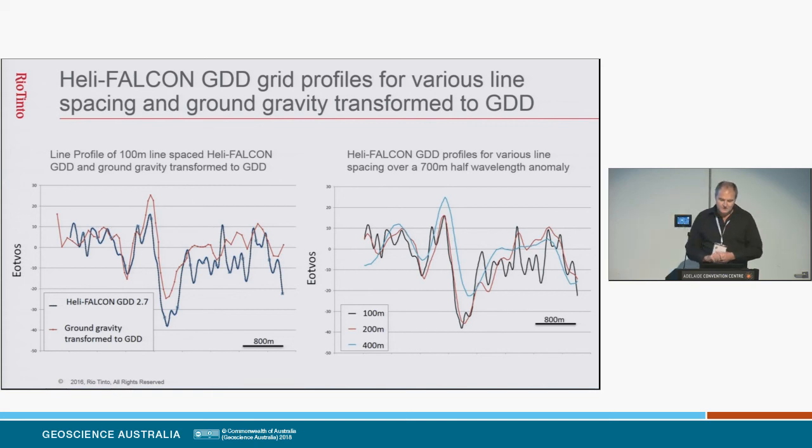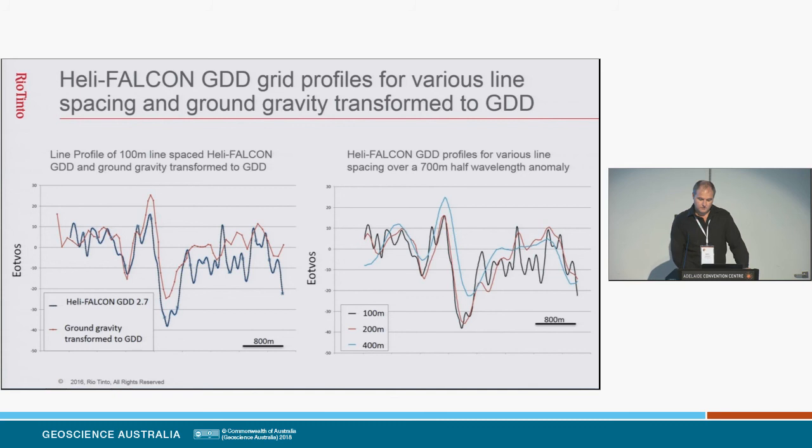Okay, so I've just taken that section, and on the left plot we have the ground gravity transformed to GDD again, overlaid on the original 100 metre line space GDD grid profile. The 100 metre line space GDD profile aligns well with the ground gravity on the left of the profile and drifts away by the right of the profile. So what I mean is that by here they're very close and they do tend to drift apart over a reasonably short distance. This could have implications when undertaking inversions.